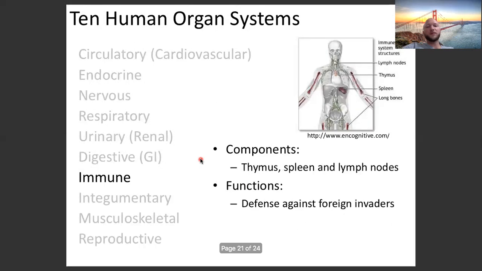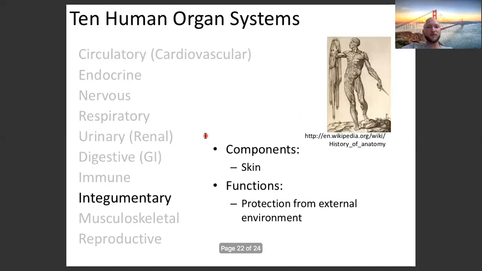Your immune system has many components: thymus, spleen, lymph nodes. On this photo, you can also see the long bones are highlighted because that's where pluripotent hematopoietic stem cells are, which produce white blood cells, which are part of your immune system. Function: defense against foreign invaders, bacteria, viruses, parasites.